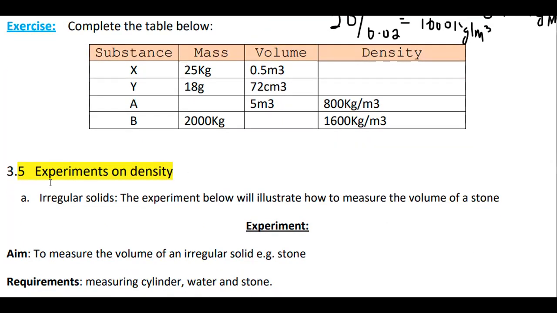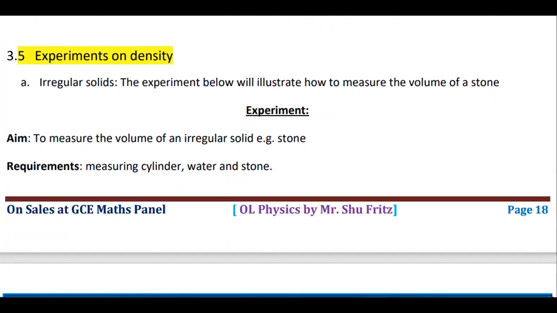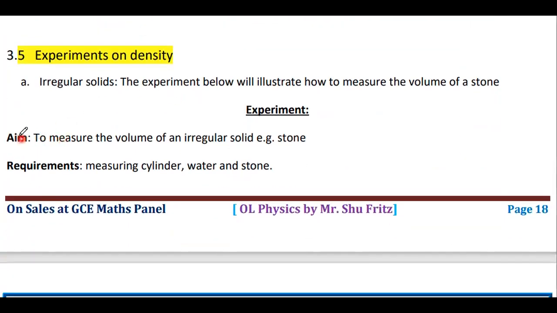So the first experiment is to measure the density of an irregularly shaped object. So for this irregularly shaped object, for example a stone, this is the procedure you should follow for your scientific experiments. The aim is to measure the volume of an irregular solid, example, stone. Requirements: in an exam, it's good that you include experiments like this. At the GCE, the same thing. So requirements, you need a measuring cylinder, you need water, you need a stone.